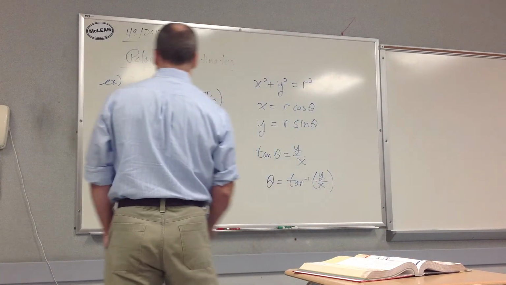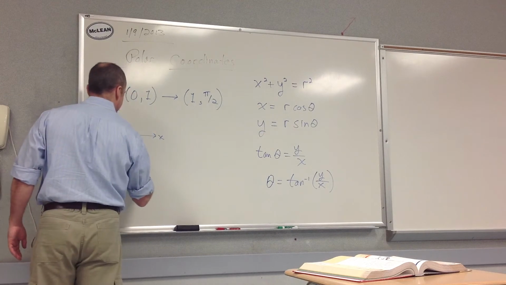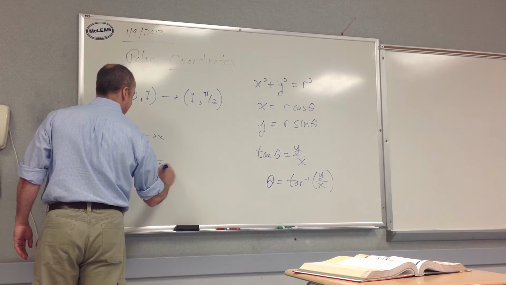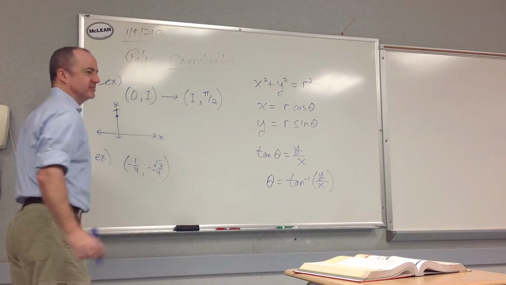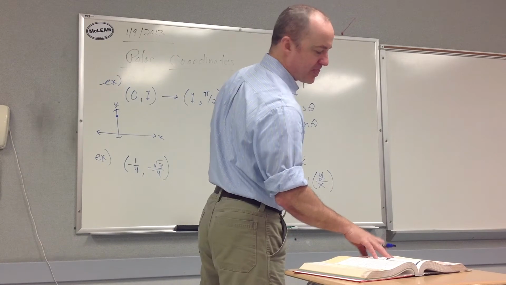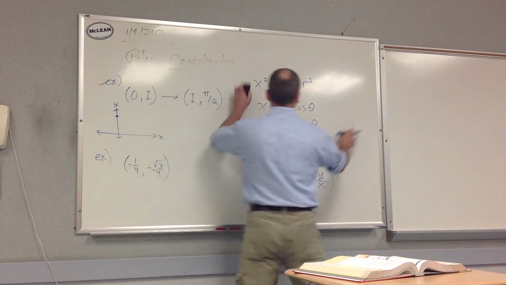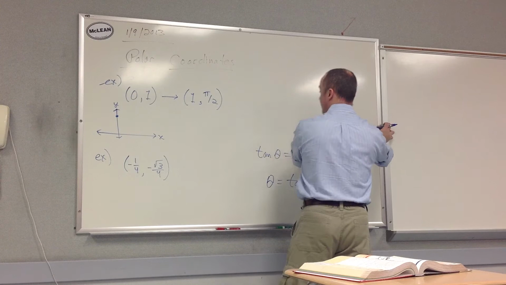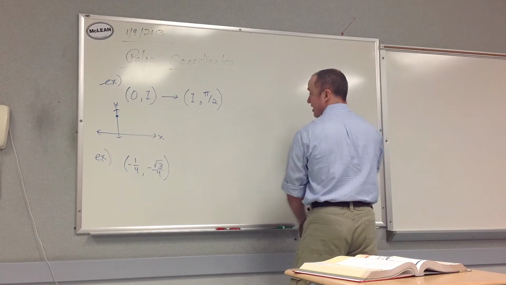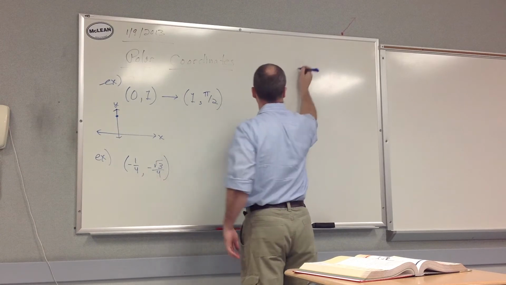Okay, now, here's where it starts getting a little more exciting. Negative 1/4, negative root 3 over 4. This one, I think I'm going to need to erase these. And I'll write them back up if we need them. Okay, so I'm going to continue this example up here.